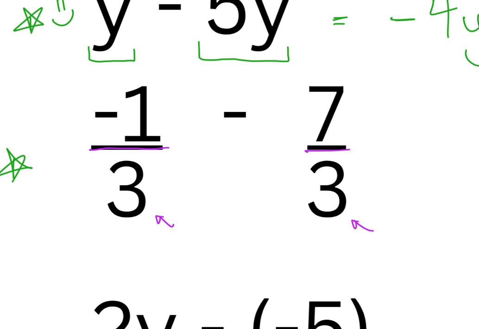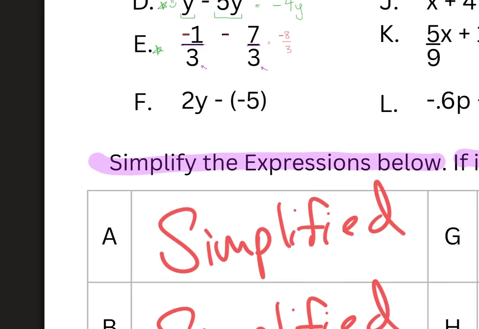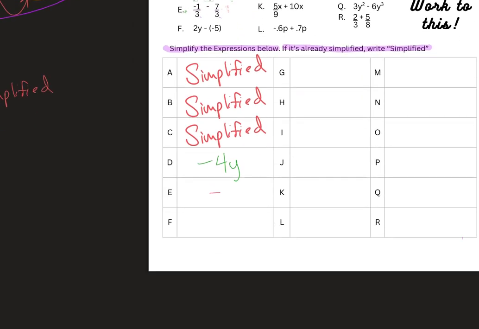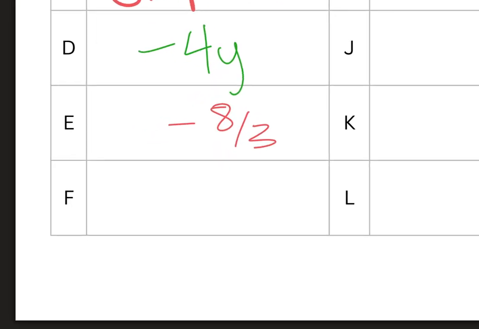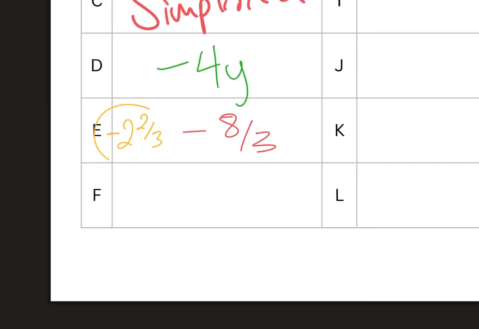So really, this is like you have been insulted 1 time. You are going to be insulted 7 more times. You are -8/3 insulted. -8/3. And I know there's some crazy kids out there who would like to go ahead and rewrite this as -2 2/3. If you want to do that, go for it. So either that one or that one.